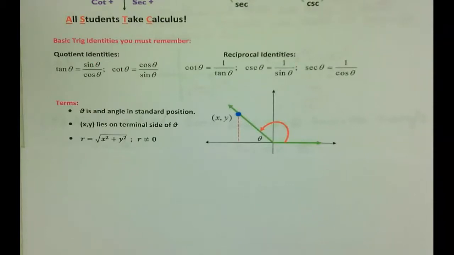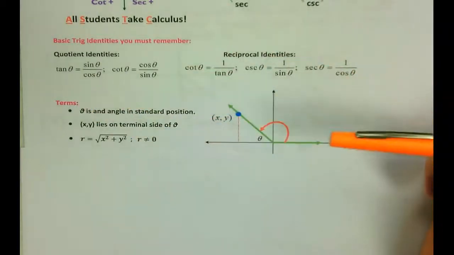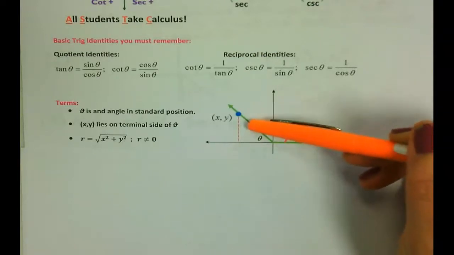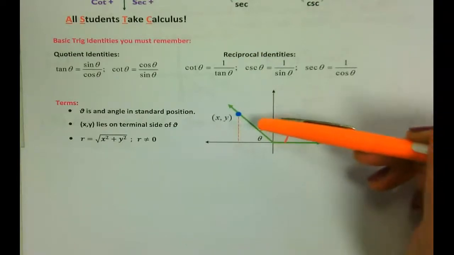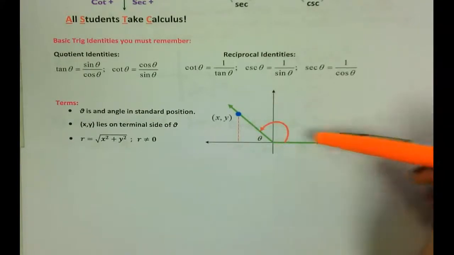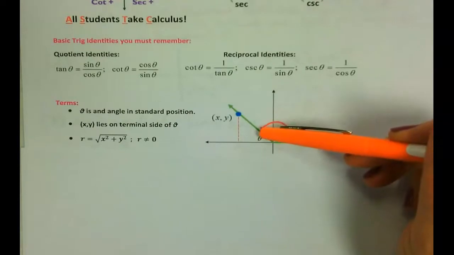The terms that I want to go over, and we talked a little bit about this earlier in the chapter. Theta is the angle in standard position, meaning it's going to open from the positive x-axis and it's going to go counterclockwise, and then the angle is going to terminate. So we have the initial side, we have the terminal side, and we're talking about this angle in between.